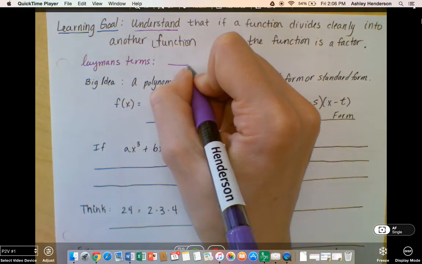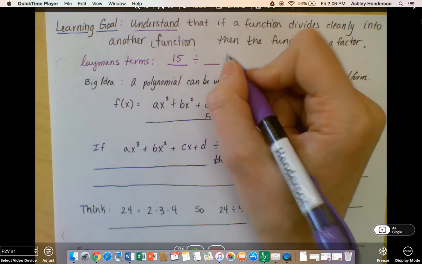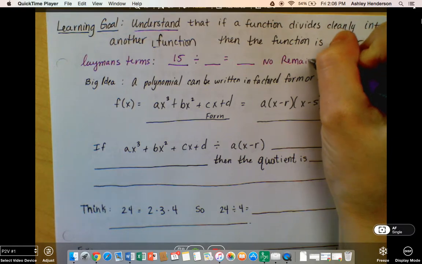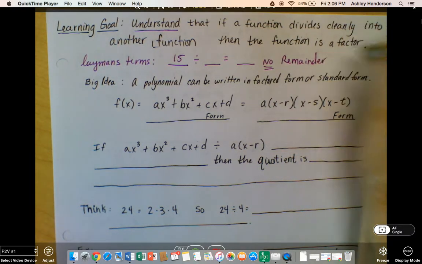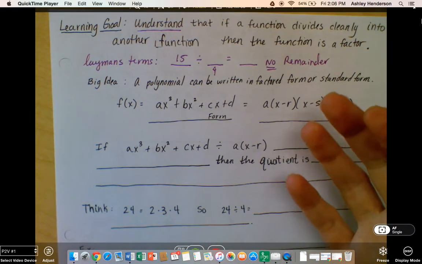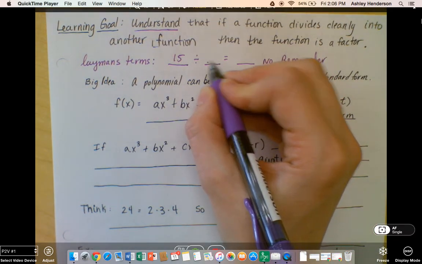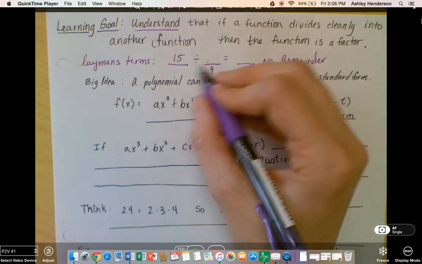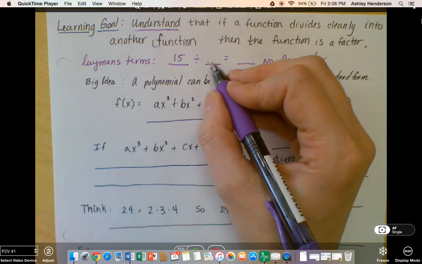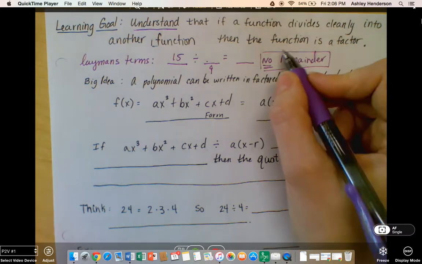That means that if I have something like 15 and I divide it by another number, if I get a whole number with no remainder, then whatever the divisor was is considered a factor, meaning it goes cleanly into the original number. So for example, you could put 5 here and you would get 3, no remainder. 5 is a factor of 15. But if I put 4 in, I would get a remainder. So 4 is not a factor of 15. So if there is no remainder, then the function is a factor.